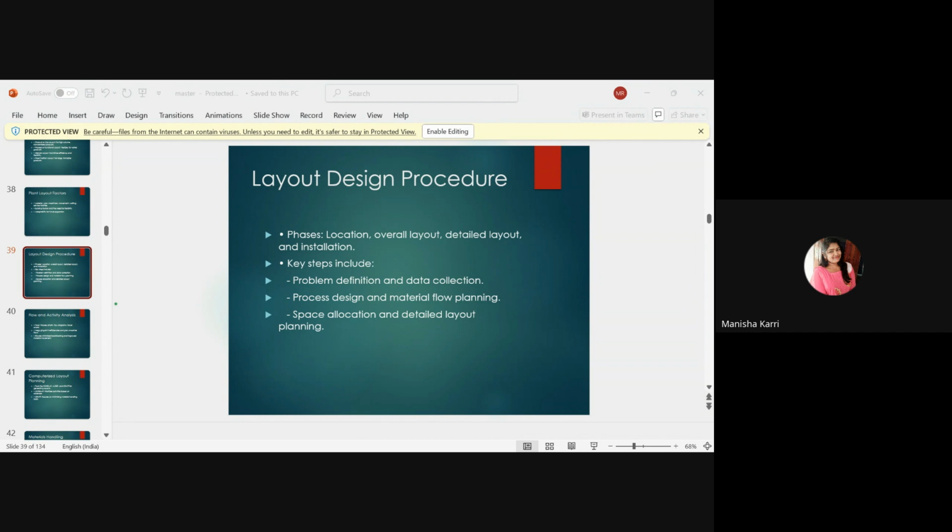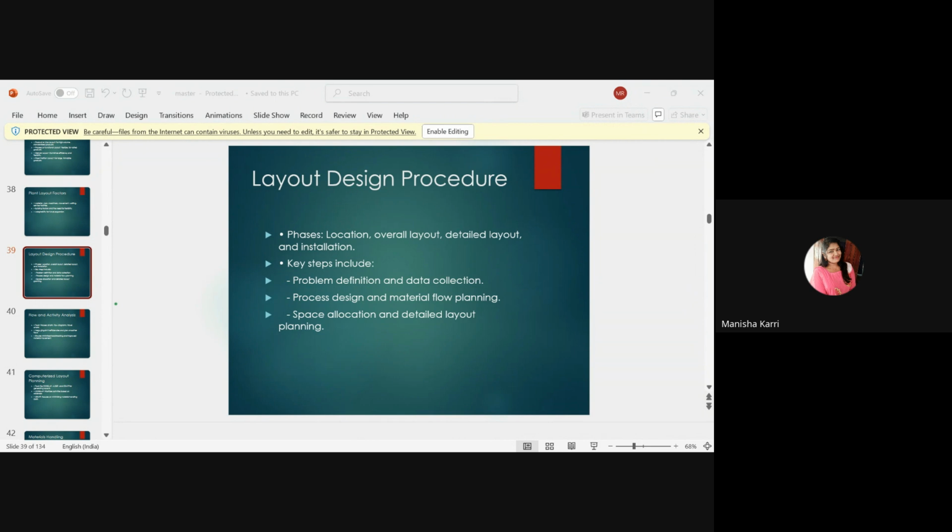And coming to problem definition and data collection. Here we identify the main goals and challenges for the layout design, such as improving workflows or maximizing space, and gathering data about the facilities needed, materials, equipment, and other processes. It is very important to understand the problem clearly and collect accurate data, which helps create a layout that meets specific requirements.